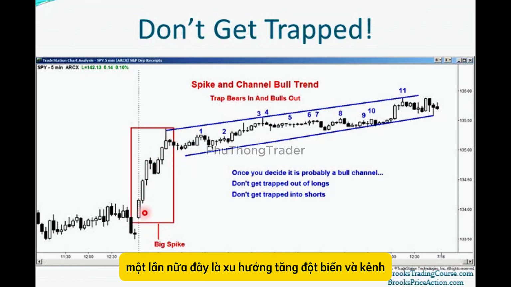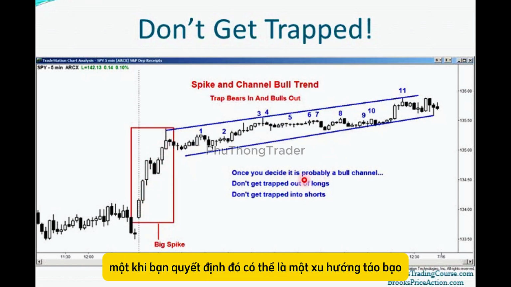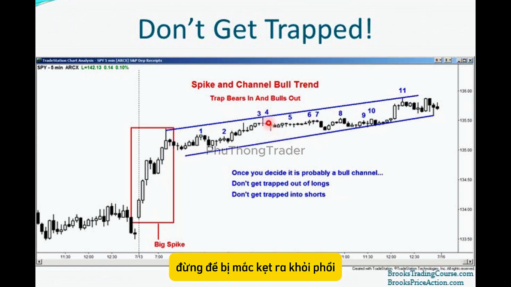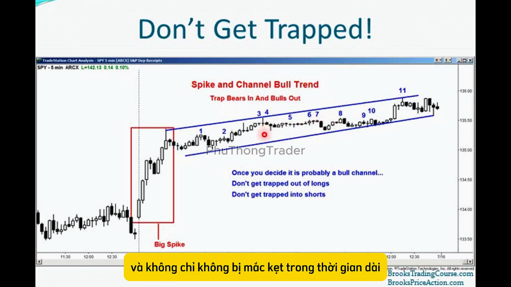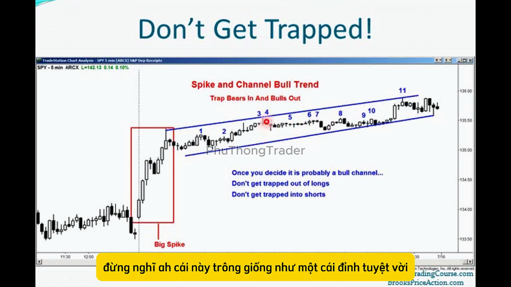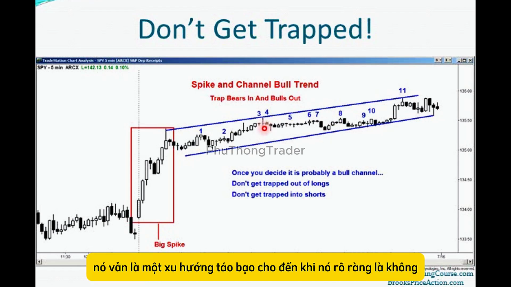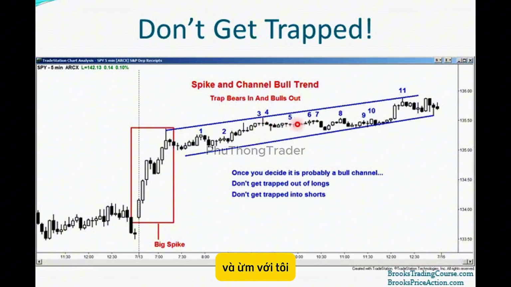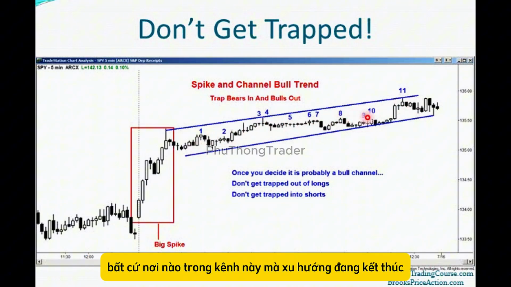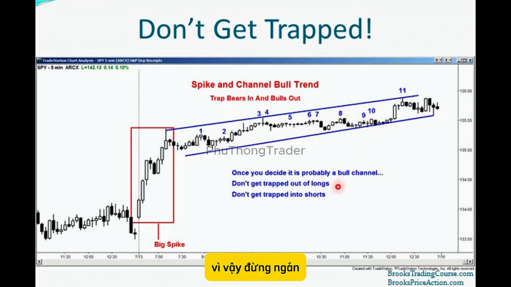Again, here's that spike and channel trend. Once you decide it's probably a bull trend, don't get trapped out of longs every time you see the market trying to correct. Assume that every one of those corrections will fail and that the market will resume up. And not only don't get trapped out of longs, don't get trapped into shorts. Don't be thinking, this looks like a great top, I'm going to short this. It's still a bull trend until it's clearly not. And to me, there's no evidence anywhere in this channel that the trend is ending. So don't short.